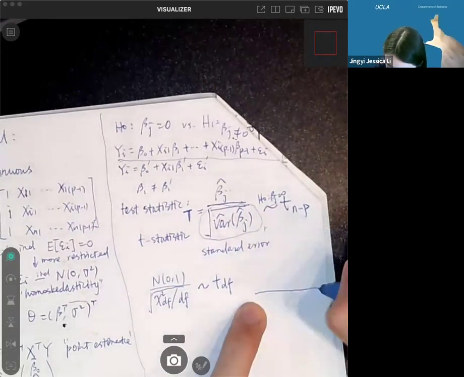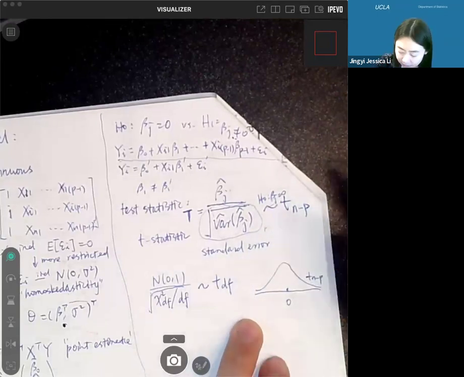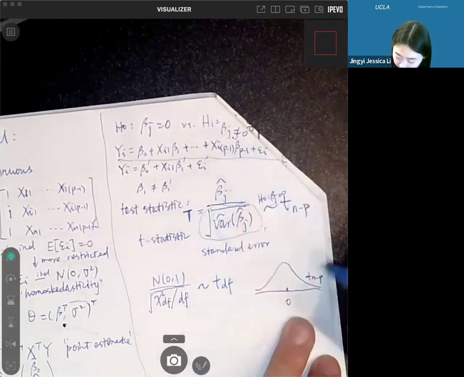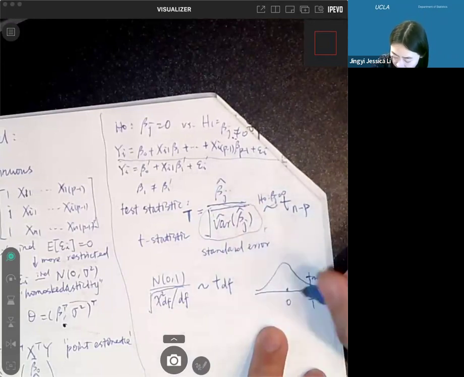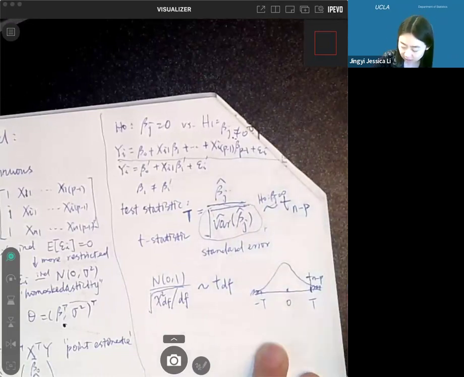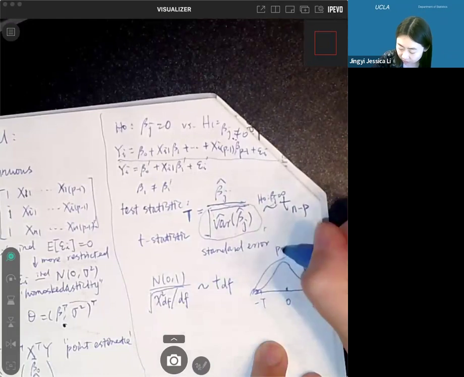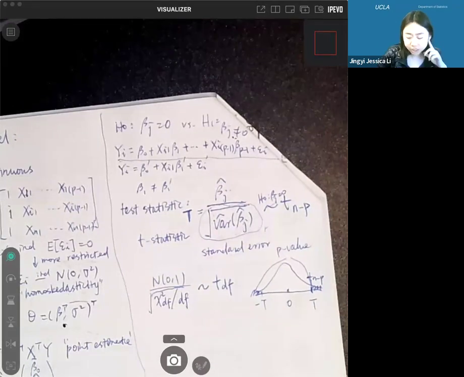So in short, this is the T n minus p density. Let's say your observed value T lies here. Then what we do is take T and minus T by symmetry, and take the two tails. It's a two-sided test, and they add up to give us the p-value. That's how we get a p-value, based on which we can decide whether we reject the null hypothesis or not, given a significance level, say 0.05. So that's the whole idea of inference for one particular beta j.